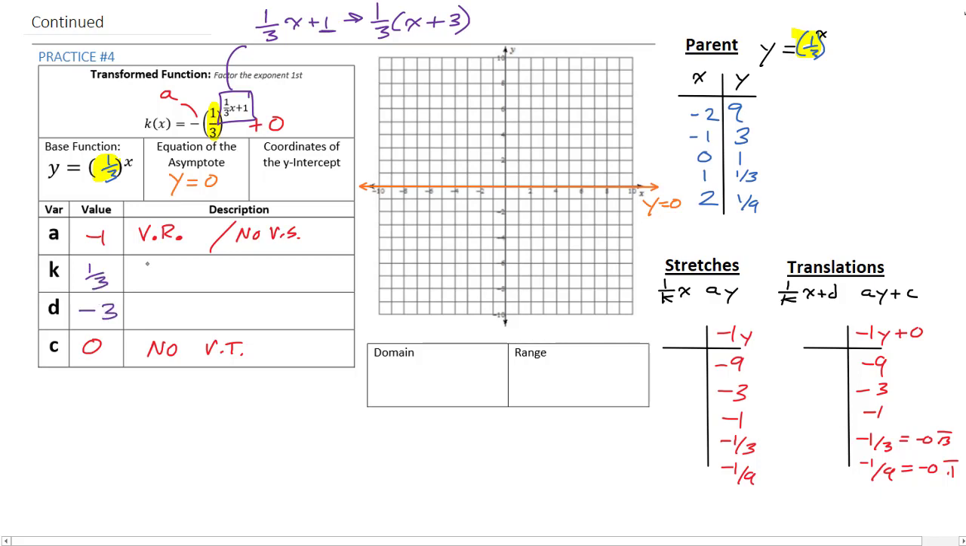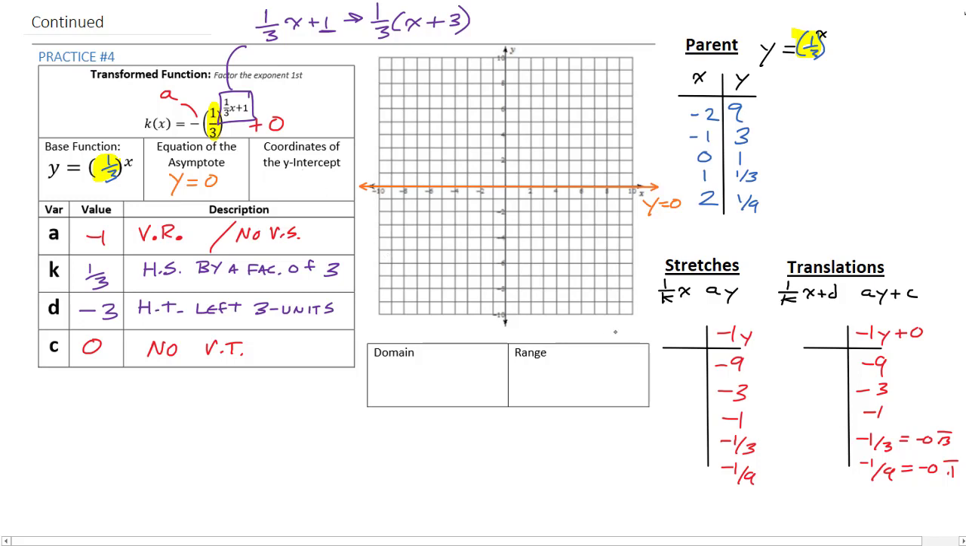All right, so we have a horizontal stretch. It's not negative, so there's no reflection. Horizontal stretch by a factor of what? Sorry, 3, because we have to flip it. And a horizontal translation to the left, because it's -3 units.